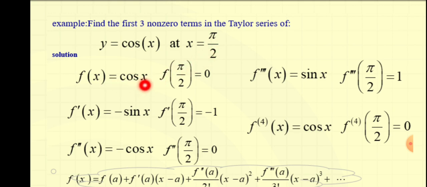So f of x equals cosine x, therefore f of pi over 2 equals 0. F prime, which means the derivative of cosine x, which is negative sine x, therefore f prime of pi over 2, you can substitute here x equals pi over 2, and the result is negative 1. F double prime, the derivative of negative sine is negative cosine, you can find f double prime of pi over 2 equals 0, and so on.